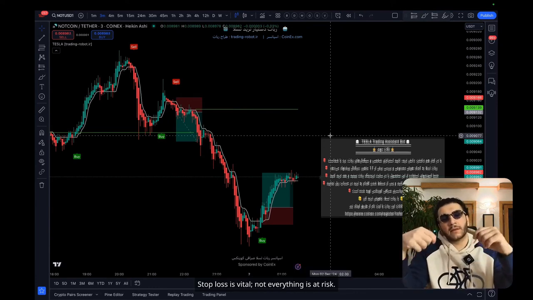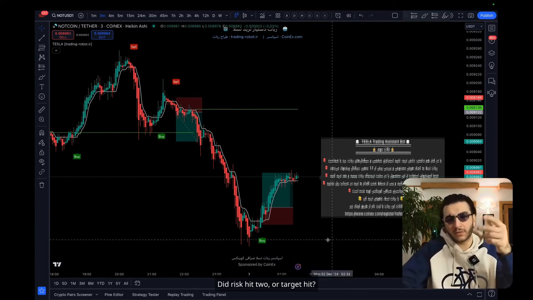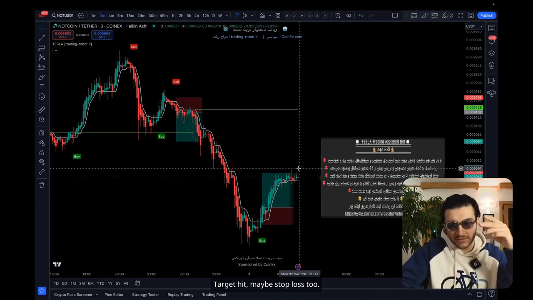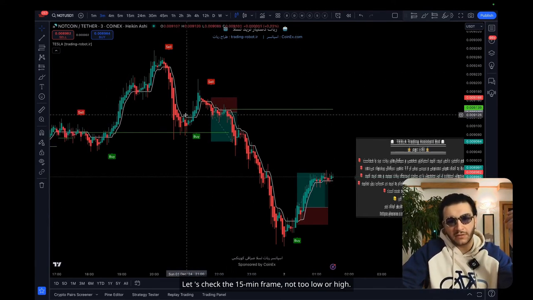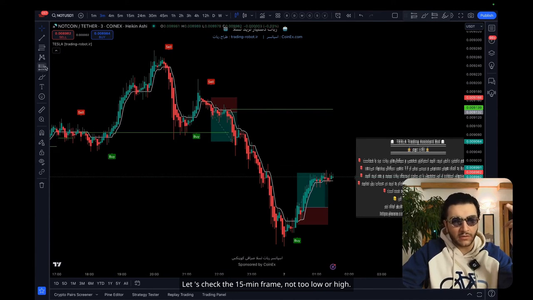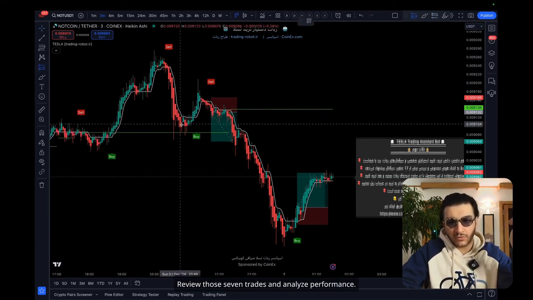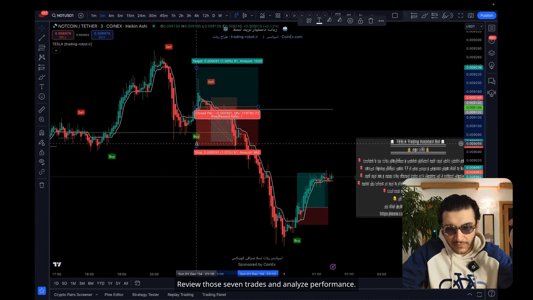Stop loss is vital. Not everything is at risk. Did risk hit 2 or target hit? Target hit, maybe stop loss 2. It's systematic. Let's check the 15-minute frame, not too low or high. Start from the last trade, about 7. Review those 7 trades and analyze performance.